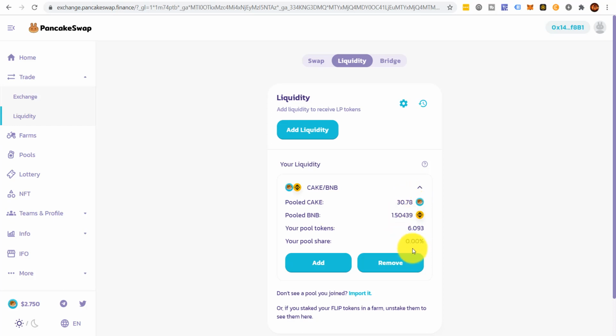It tells you your share. It's not even registering as 0.00%. It's probably 0.00000001% or something. But you're going to get a certain percentage of those liquidity tokens.